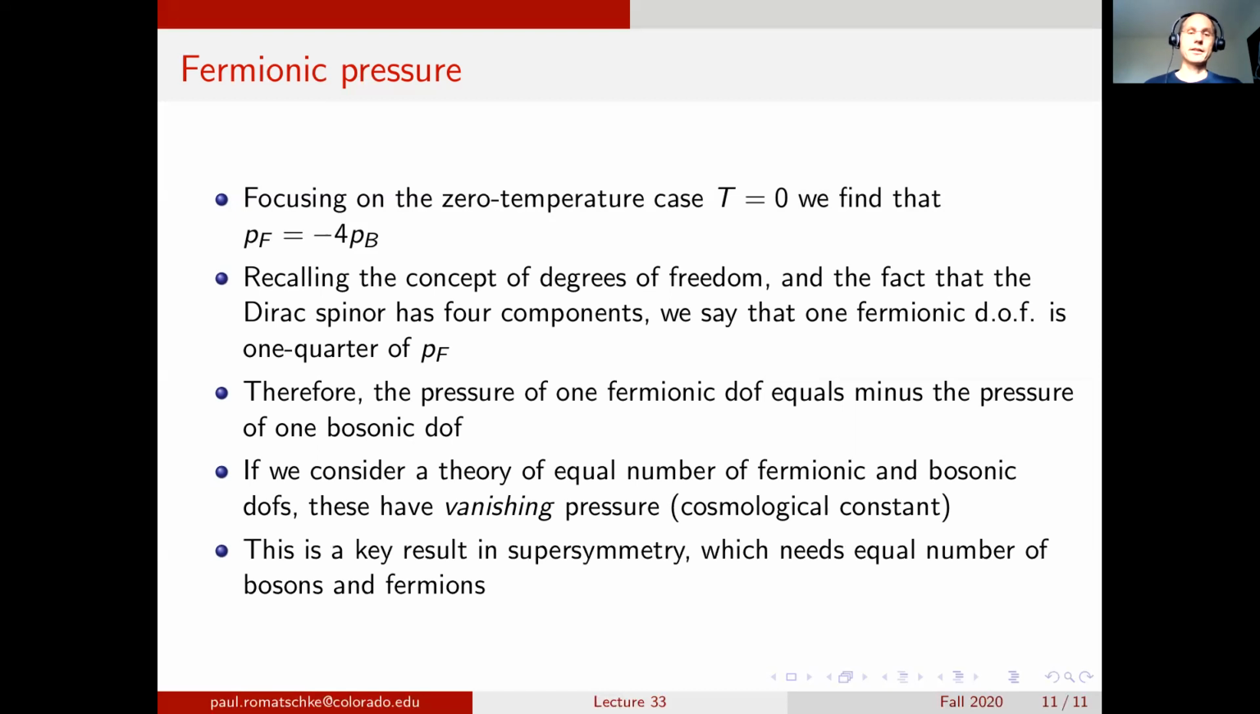This is a key result in supersymmetry, where I just note that supersymmetry is a hypothetical symmetry between fermions and bosons, and because it is a symmetry between fermions and bosons, it requires equal numbers of fermions and bosons. So in a supersymmetric theory, one generically gets that the cosmological constant is vanishing because of this same construction. However, as we've just seen, a result that has vanishing total pressure just relies on the fact that you have equal numbers of fermions and bosons and does not need supersymmetry. And this concludes the present lecture.